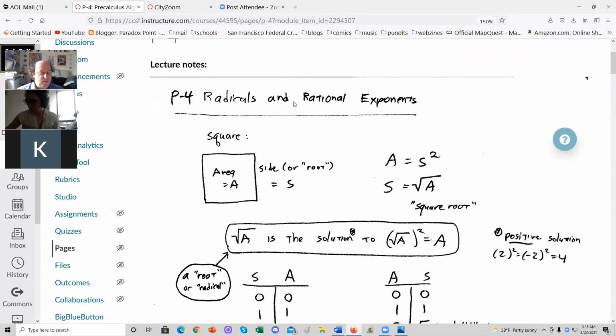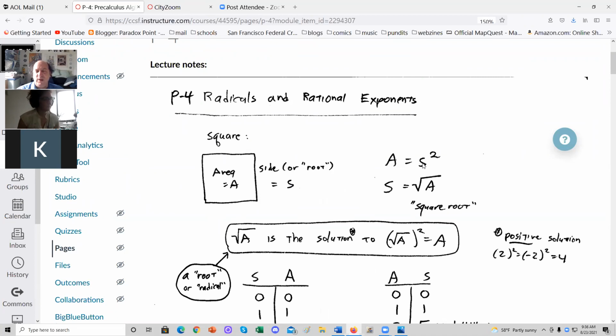Move on to section 4. Section 4, radicals and rational exponents. Given a square with a side s, which is also called the root of the square, its side or root equals s, and its area equals a, then area equals s squared. Okay, that gives the area given s.